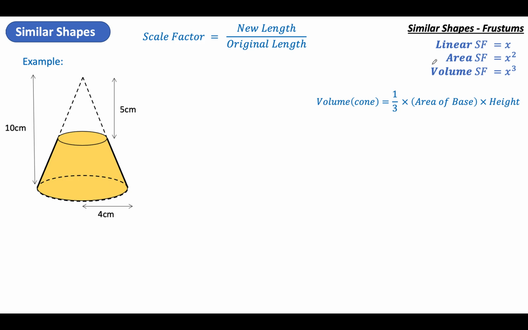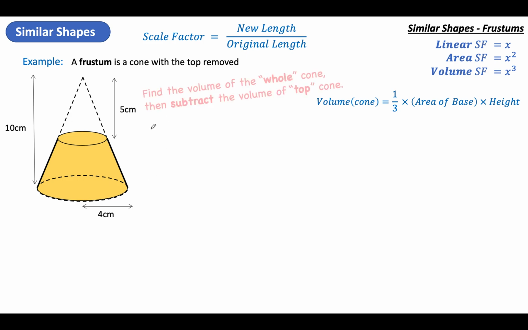Now, a frustum. What is a frustum? Well, a frustum is a cone with the top removed, right? So we've basically got a big cone and we take a smaller cone off the top. So it's just cut the top straight off a cone, and it leaves a frustum. Right, how are we going to find the volume of this frustum then?